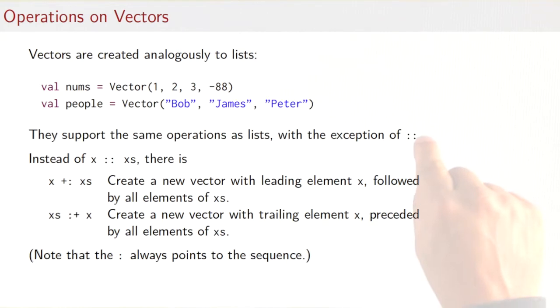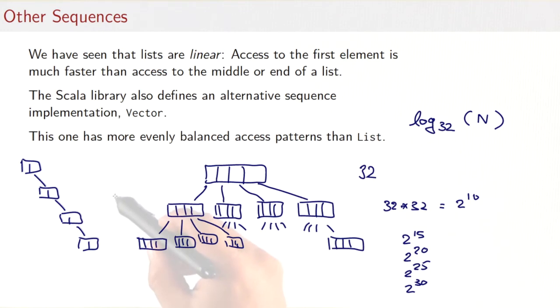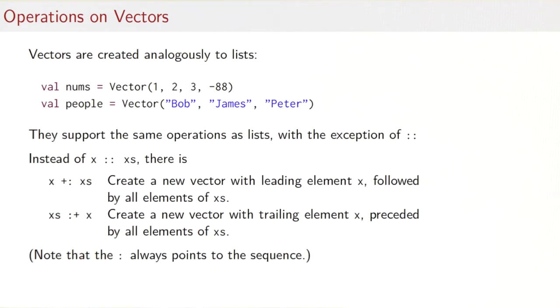except for the cons, because cons in a list, that's the primitive thing that builds a list and lets us pattern match against the list. Instead of a cons, vectors have the operations plus colon, which adds a new element to the left of the list, and colon plus, which adds an element to the right of the list. So you see these here.